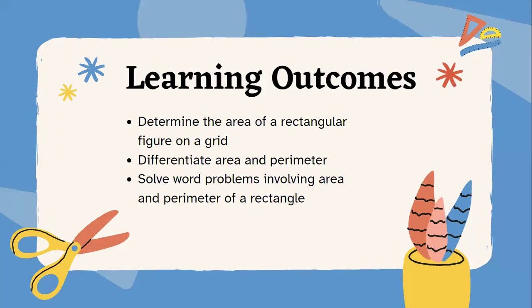So what will be the achieving point for you after you listen to this video? You'll be able to determine the area of a rectangular figure on a grid. You will be able to differentiate area and perimeter. You will be able to solve problems involving area and perimeter of a rectangle. So these are the learning outcomes.